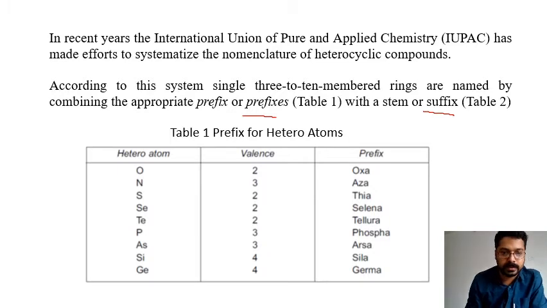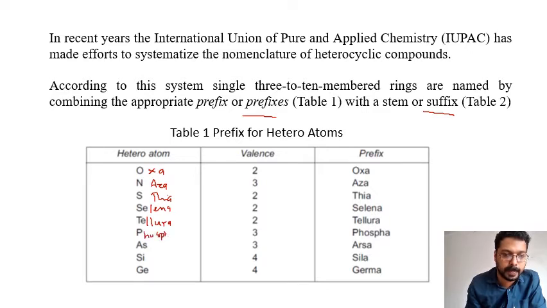For oxygen, the word used is oxa, and for nitrogen, it is aza. For sulfur, it is thia. For selenium, it is selena, and for tellurium, it is tellura. For phosphorus it is phospha, arsenic it is arsa, silicon it is sila, germanium it is germa, like that. Okay, so these are the prefixes used in a heterocyclic compound.